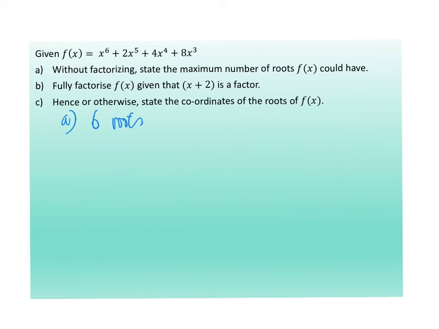So, or actually you should, now, I would prefer you to do it this way, looking at my notes. So degree of f equals 6. Therefore, at most, or maximum, 6 roots. All right? Give a justification: the degree is 6, therefore at most 6 roots. That will give you the full marks. All right? Sometimes you may have 2 marks, you may have 1 mark. So now, you are asked to fully factorize f(x) given that x plus 2 is a factor.